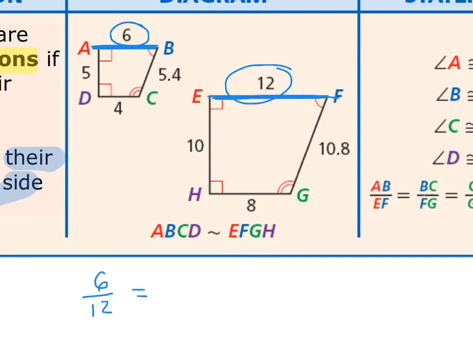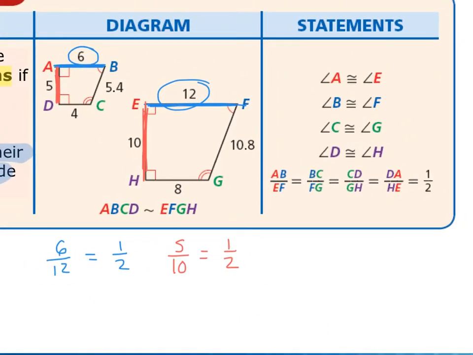What does 6 over 12 simplify to? 1/2. If we did the same thing for side AD, which corresponds to EH, and did 5 over 10, what would this simplify to? 1/2. So we can do the same thing for every single side, and our proportion is 1/2. So ABCD is 1/2 the size of EFGH. Each side is going to have this proportion.